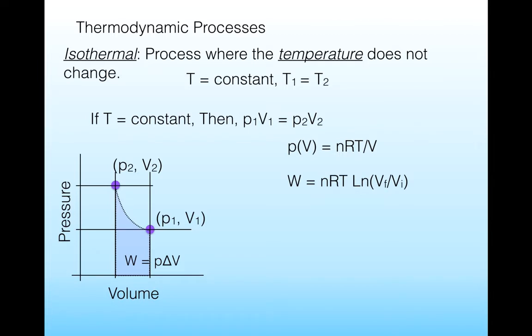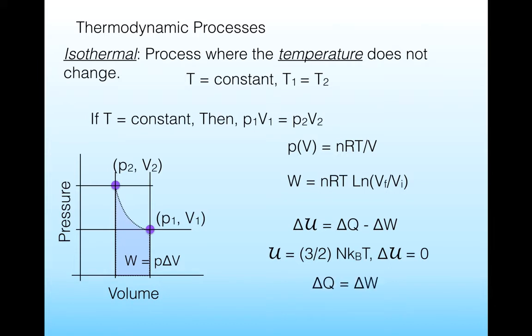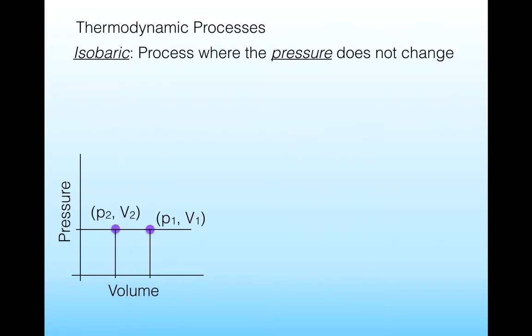over the initial volume. We can use the conservation of energy law, which is the first law of thermodynamics, and knowing that the total energy is proportional to the change in temperature, we can see that delta U is actually 0 in this case. And that means that the heat transferred into or out of the system is just equal to the work done by the system.